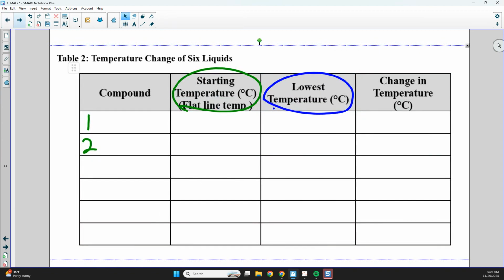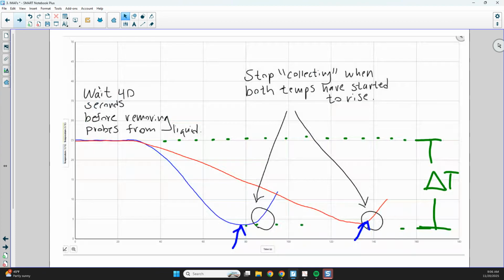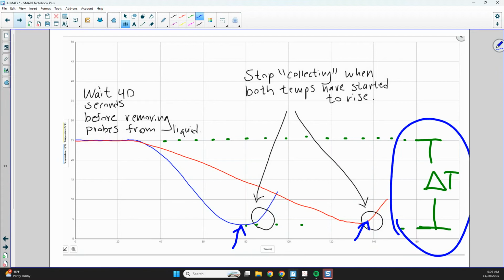But what we're really interested in is this change in temperature, or delta T, which we see over here, and that's the difference between the highest temperature and the lowest temperature.